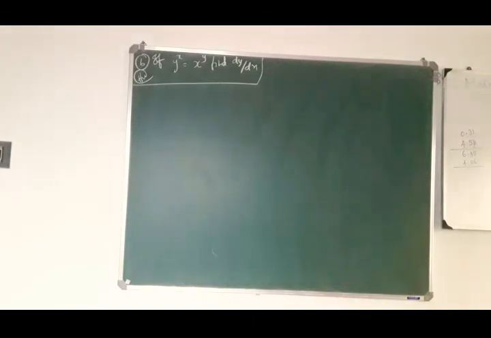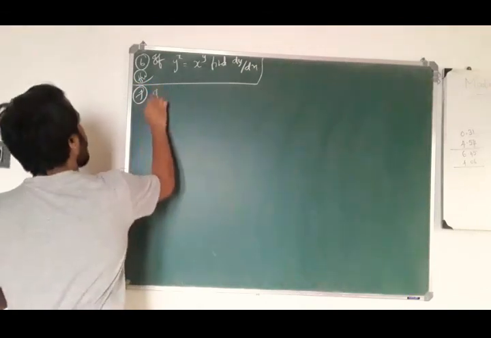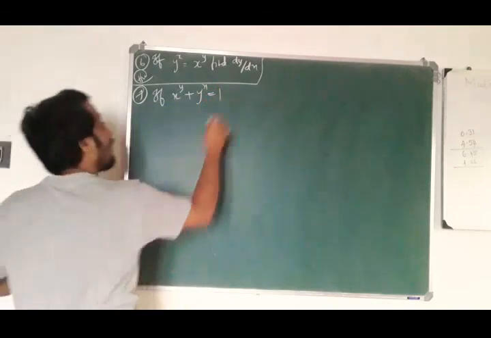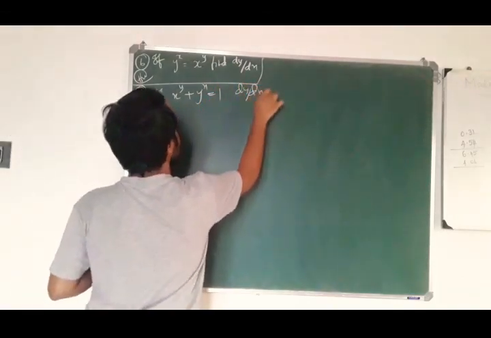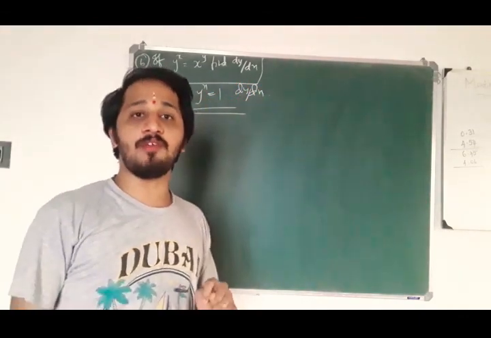Sixth question. If y power x is equal to x power y, find dy by dx. That question is homework. We will discuss it in the next class, next episode. Before that, you should understand the fifth question. Okay? So we will move on to the seventh question. Last question. That is, if x power y plus y power x is equal to 1, find dy by dx.